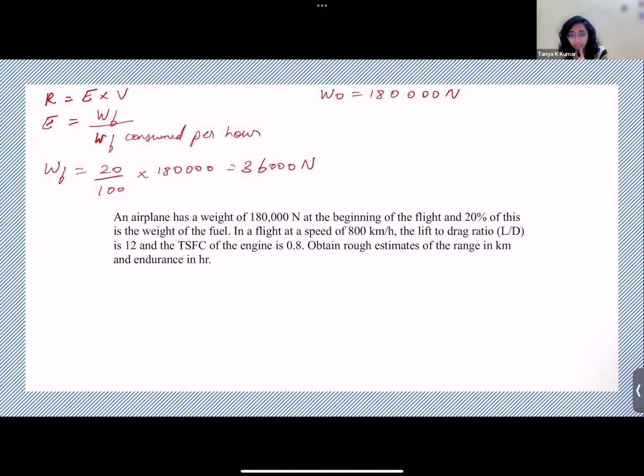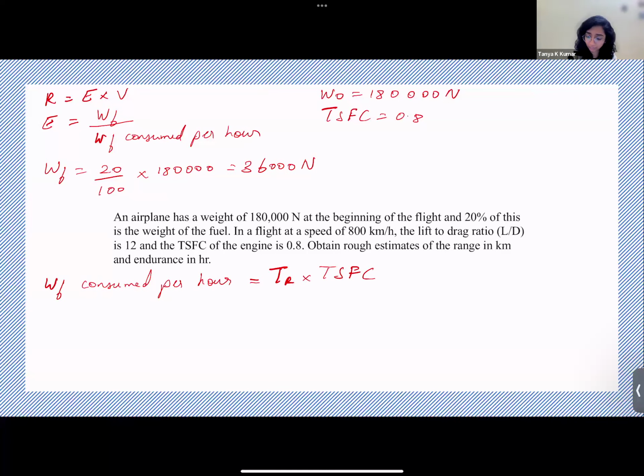So weight of the fuel is 36,000 Newton. Now what we need to do, fuel weight consumed per hour. How will we do this? So weight of fuel consumed per hour is thrust required into TSFC, correct? So TSFC is given to you in the question. TSFC is 0.8. So we need to compute thrust required. How do we compute thrust required? Average thrust required, okay? Thrust required average.